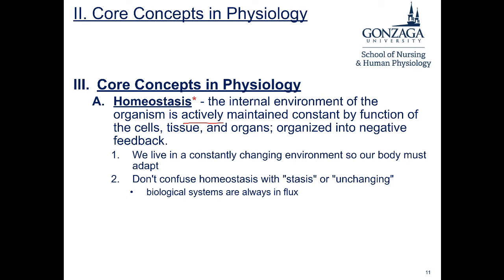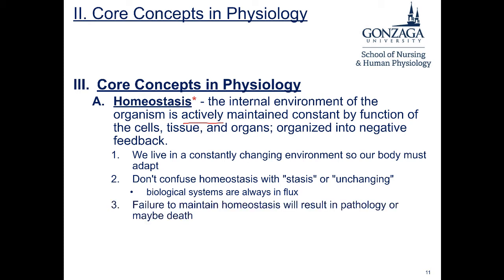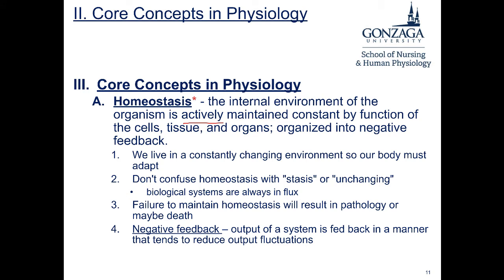Don't confuse homeostasis with stasis or unchanging. True biological systems are always in flux, similar to our body, so don't think that it's unchanging. Failure to maintain homeostasis, like I said a moment ago, can result in pathology or maybe even death. Okay. And then, like I also mentioned a moment ago, homeostasis is often maintained by the use of negative feedback, where the output of a system is fed back in a manner that tends to reduce output fluctuations. So the output of a system shuts off the system.